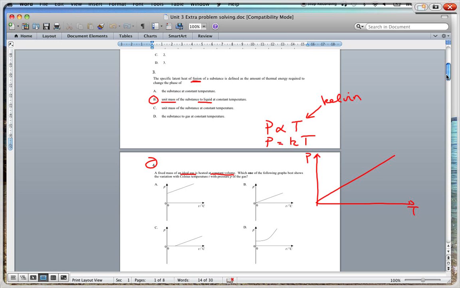But because this is not Kelvin scale, but your Celsius scale, we're actually looking at the graph somewhere over here where this is 273 Kelvin, 0 degrees Celsius. So we have that situation that we're looking at. So we'd be looking at A, would be our correct answer there.